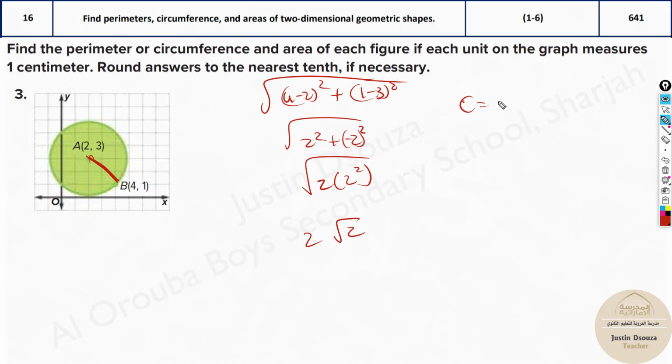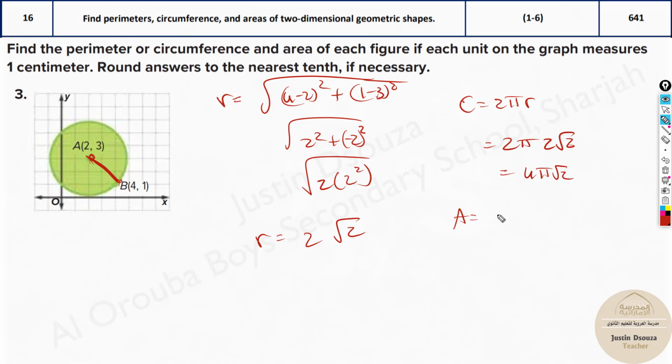Circumference would be C is equal to 2 pi r. Now this distance is basically the radius from center to any point of the circle. It's only the radius, not the diameter. So we will use C is equal to 2 pi r. This is the formula for the circumference. And now substitute 2 pi into r, which is 2 root 2. So it will be 4 pi root 2 or 4 root 2 pi.